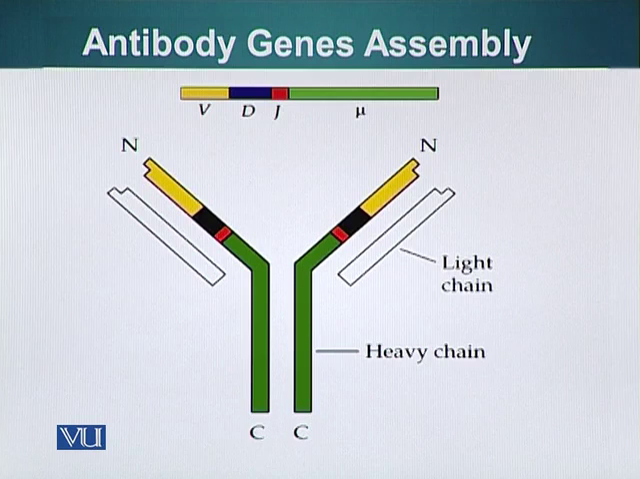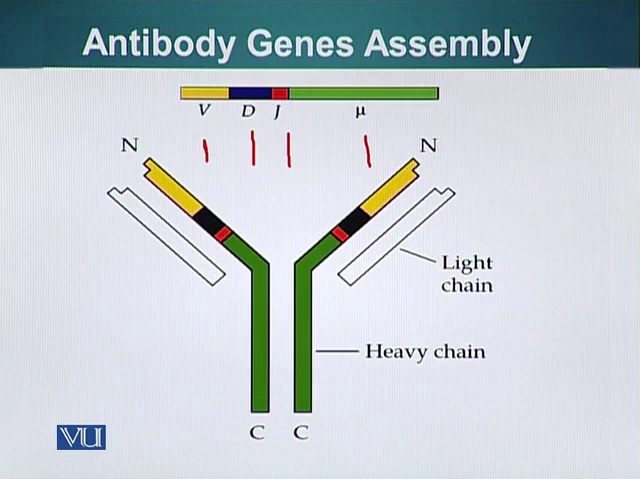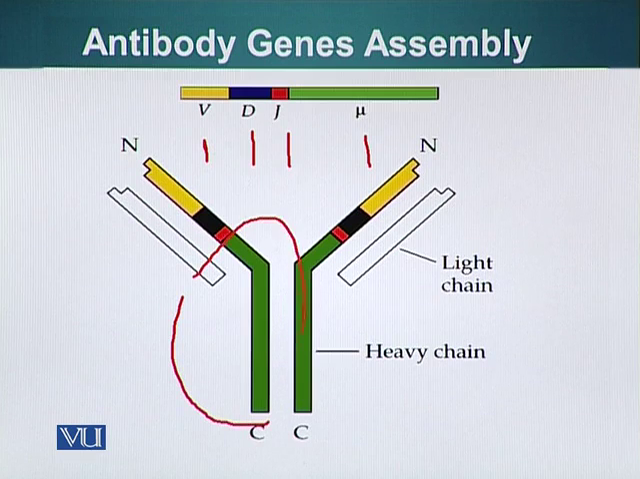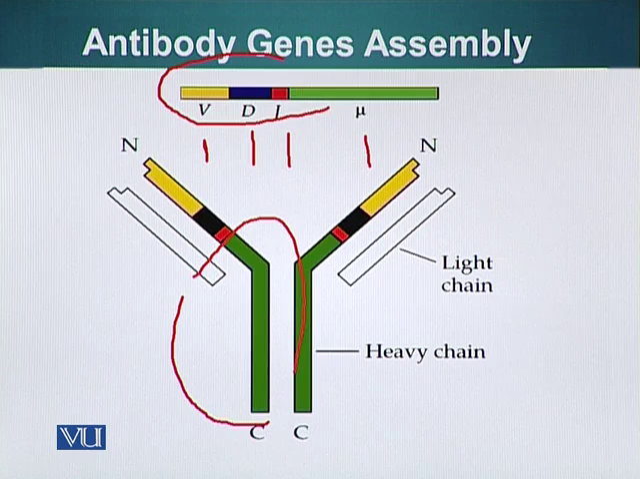So first of all, let's see the antibody structure. Here we have the heavy chain that has been depicted. The heavy chain is made up of 4 different regions: the V, variable region, the D, diversity region, the J, joining region, and mu. As you know, mu means IgM, so this is basically part of the constant domain. So the C domain, the constant domain, is depicted here in green, and the variable domain is composed of these 3 parts, V, D, and J.